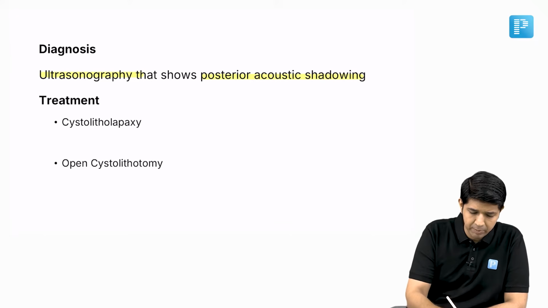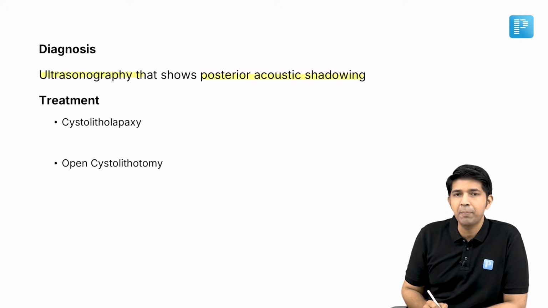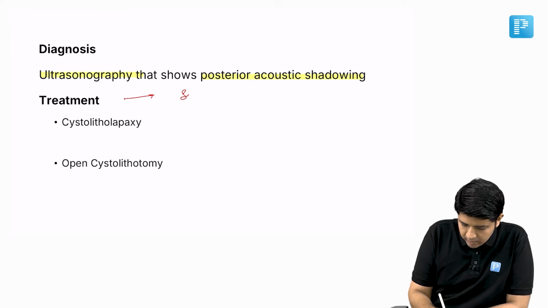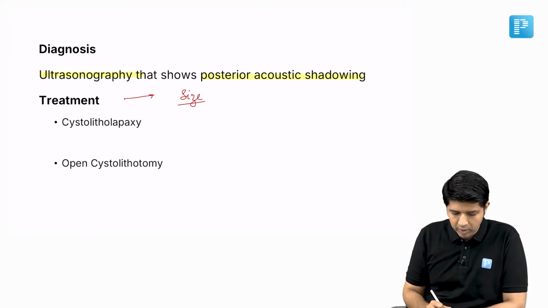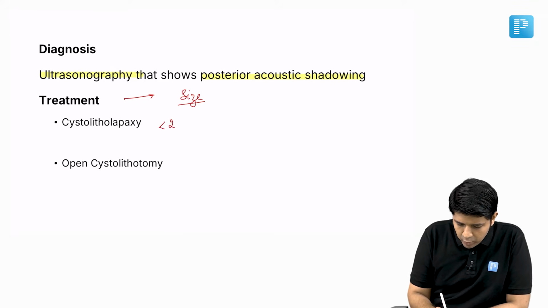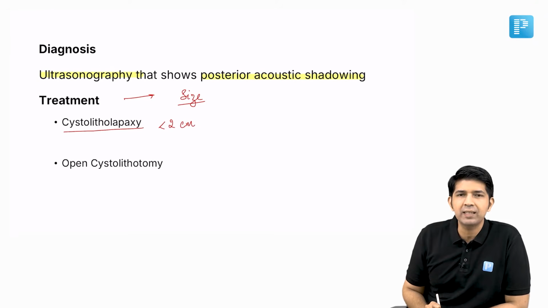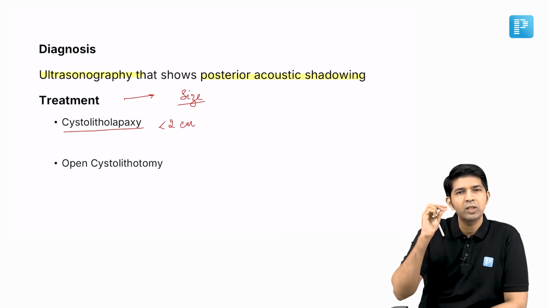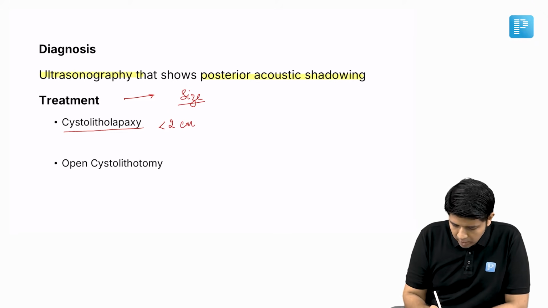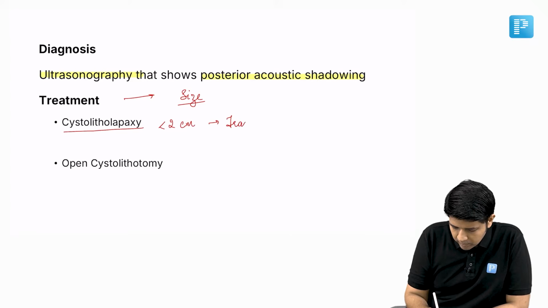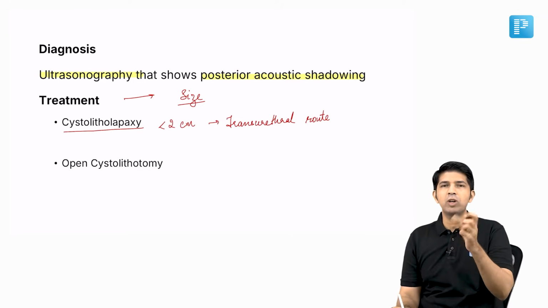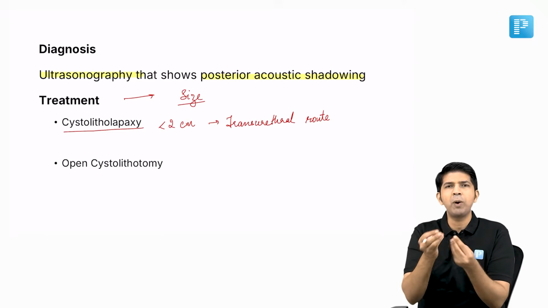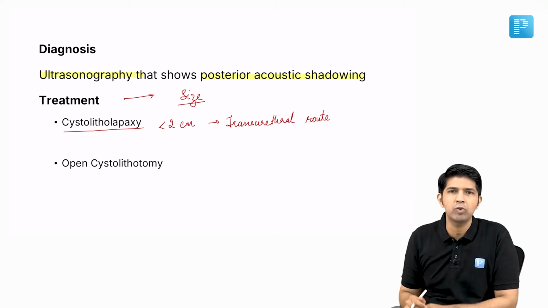So how are you going to treat these patients? Now the treatment is dependent upon the size. If it is less than 2 centimeters in size, you can do something called a cystolitholapaxy. That means it is a surgery that you do through the transurethral route. So all you're going to do is go in, crush the stone, and come out, and all those powdered stone pieces will eventually come out through the urine.